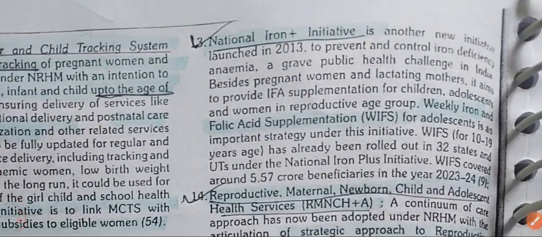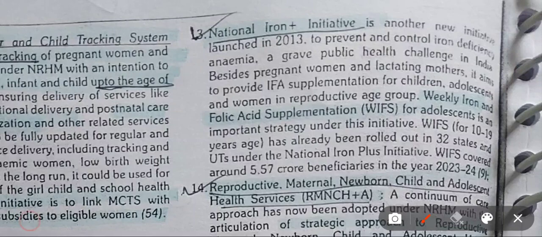Then comes the National Iron Plus Initiative. This initiative was initialized in 2013. This combats iron deficiency anemias across the life cycle. This implements weekly iron and folic acid supplements, that is WIFS, for adolescents aged 10 to 19 years.